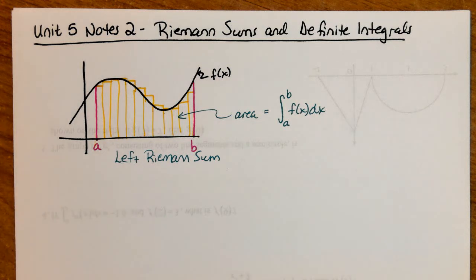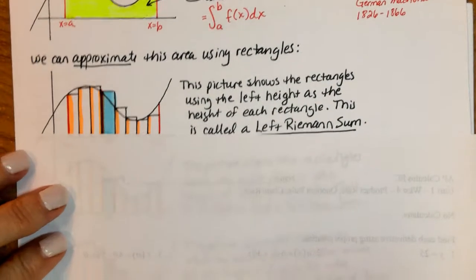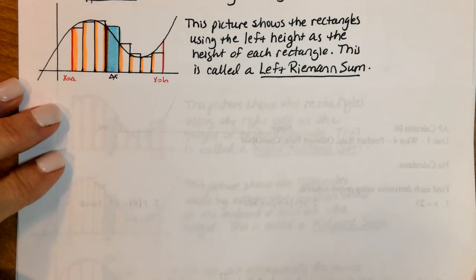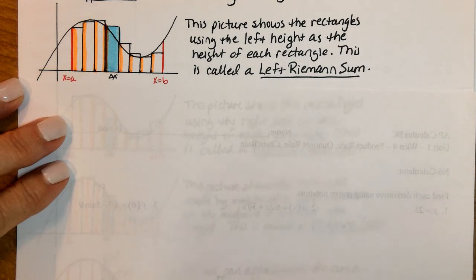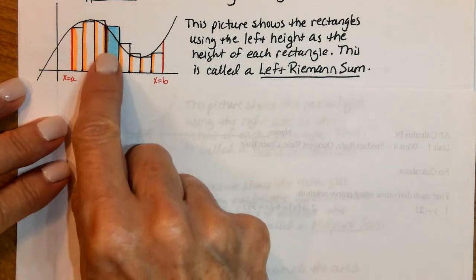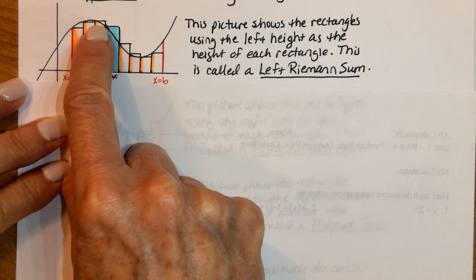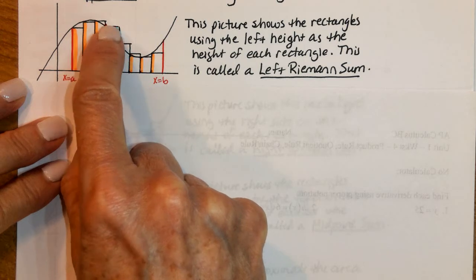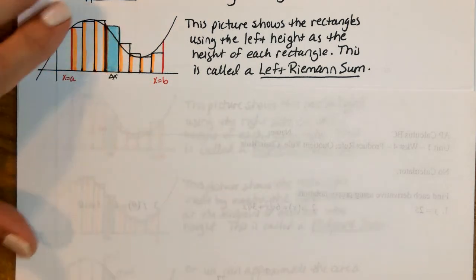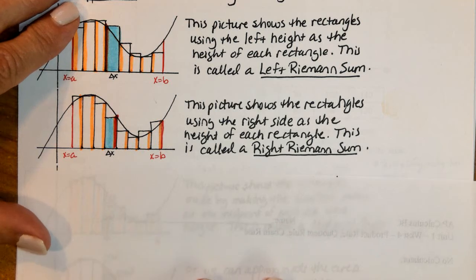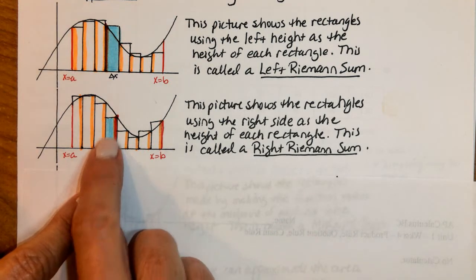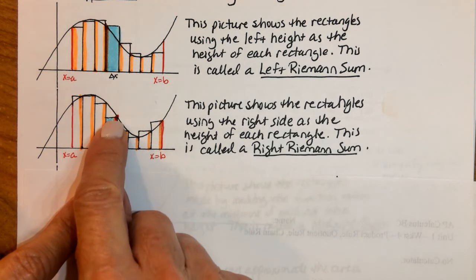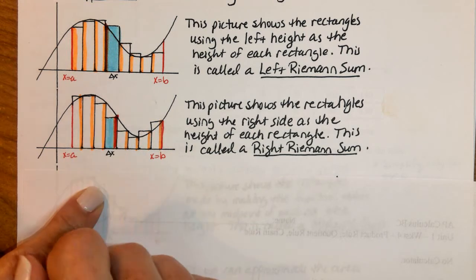I have another, kind of a better picture that I drew. So this would be a left Riemann sum, and I did the blue rectangle to show you, so that you can see the left height is the height of the rectangle. That would be a left Riemann sum. Here we have a right Riemann sum, where that same blue rectangle, now we're using the right side as the height of the rectangle.